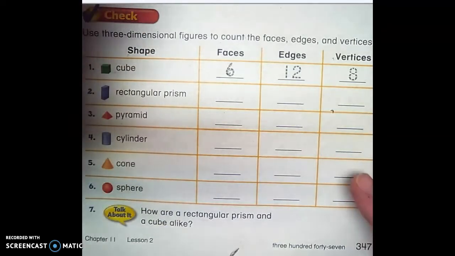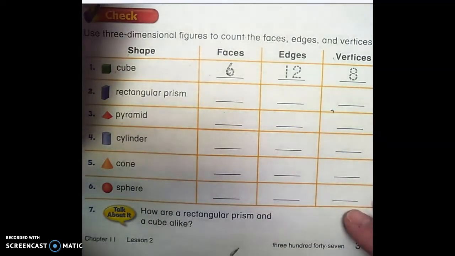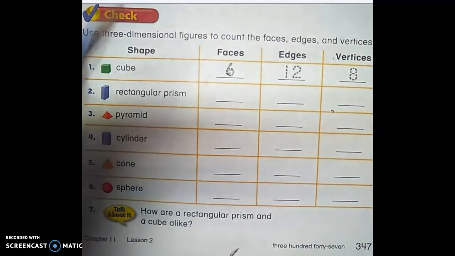So it's got 6 faces. And by the way, boys and girls, did you remember to put your name on your paper? So it's got 6 faces.